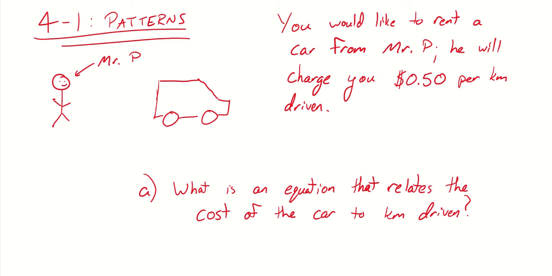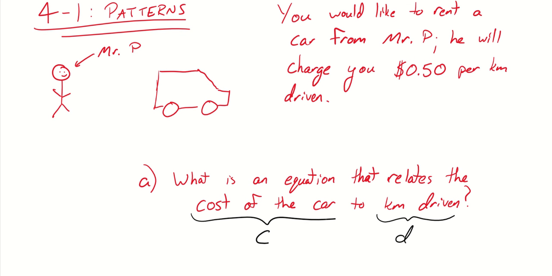Actually, before we start writing, let's define some variables here. We know that we're interested in two quantities. One is the cost of the car. Let's just call that C. Another is kilometers driven. So what could we call that? We could call that D, D for distance, or D for amount driven. So if we want an equation that relates these two quantities, we know it might look something like this.